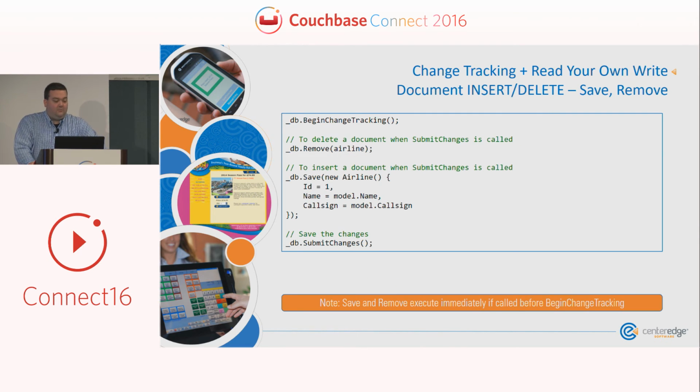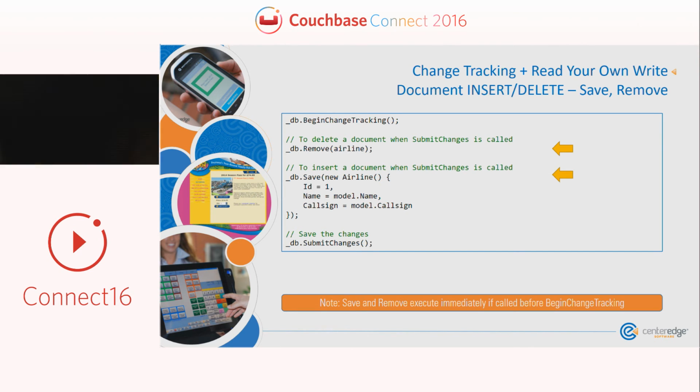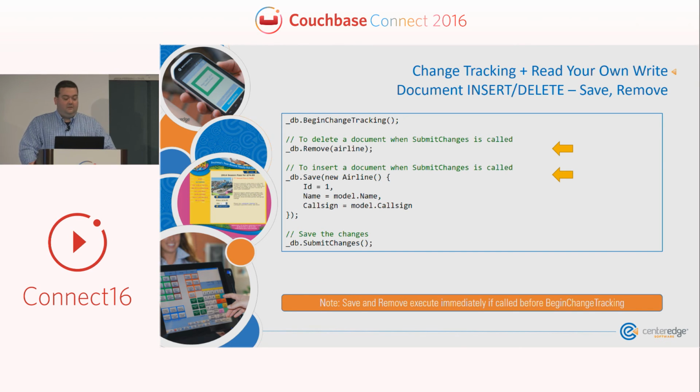There's also a couple more helper functions here. One is the remove function. This deletes a document. The second is the save function. This inserts a new document. Both of these functions will work outside of a begin change tracking, submit changes context, so you can use them just for modifying or inserting new documents without calling begin change tracking. The difference is if you call them outside of a change tracking context, it will trigger them to perform that mutation immediately rather than waiting for you to call submit changes in order to perform the mutation.